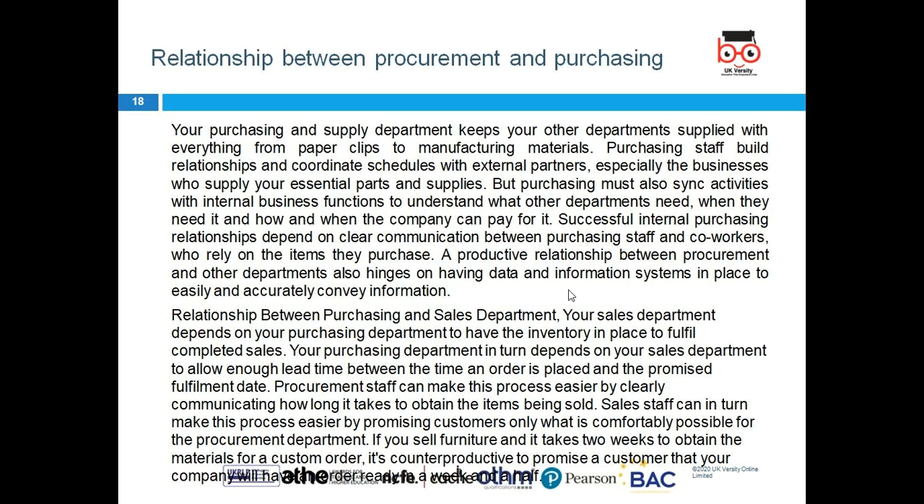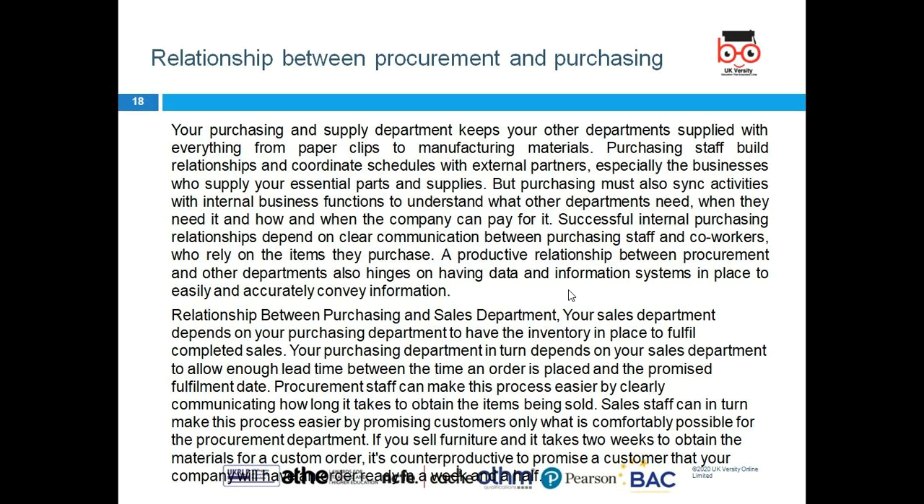Successful internal purchasing relationships depend upon clear communication. So how do we communicate? Is it written, via email? Yes, and how quickly we reply, and who relies on the item and the purchase. A productive relationship between procurement and the department has a huge advantage, and we need a good information system in place in our organization. In the relationship between purchasing and sales departments, of course, if your sales forecast increases, your purchase budget needs to increase.